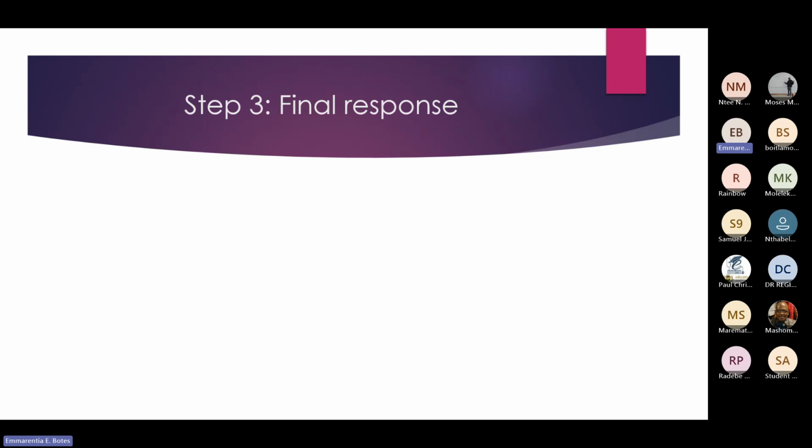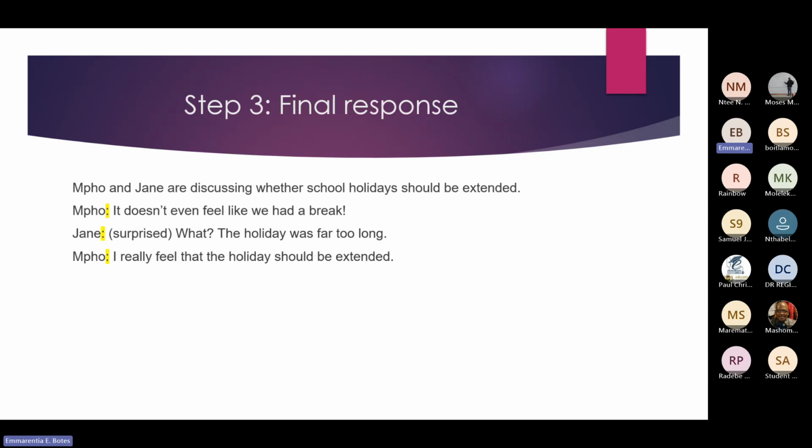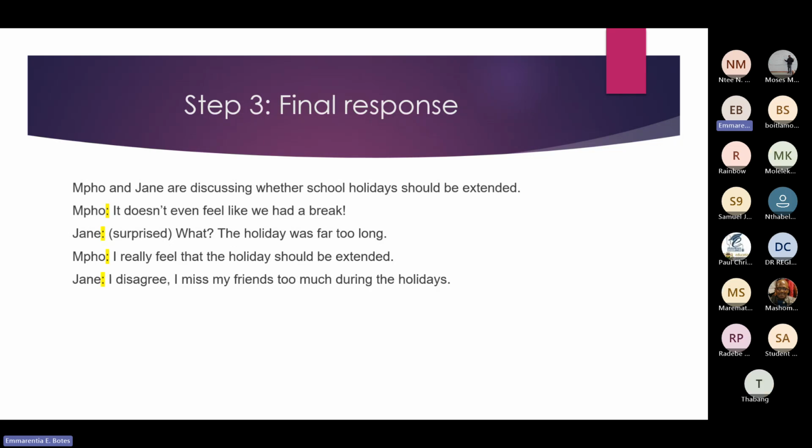And then after the rough draft, now you have your final response. So there's your final response. We can see the scenario first of all: Mpo and Jane are discussing whether school holidays should be extended. Then we see the name of the first character with a colon, and there's the dialogue. You see no inverted commas there. Then you see Jane, colon, and now there's an action, surprised, in brackets, and then she continues with her dialogue. And then again, it is Mpo's turn and Jane's and so forth. And so you continue until you've reached your word limit.